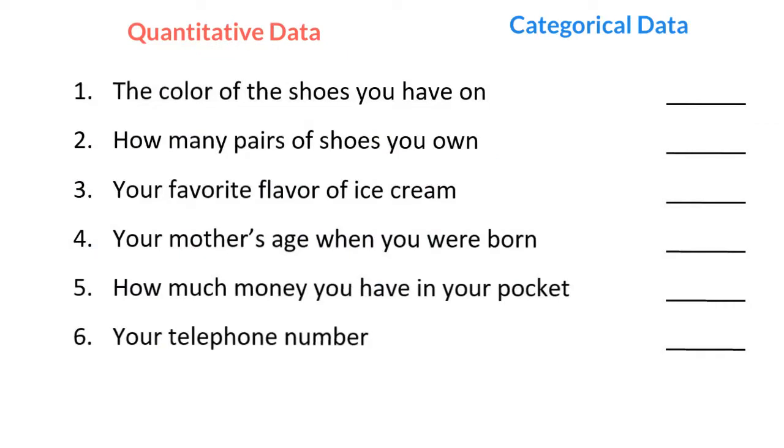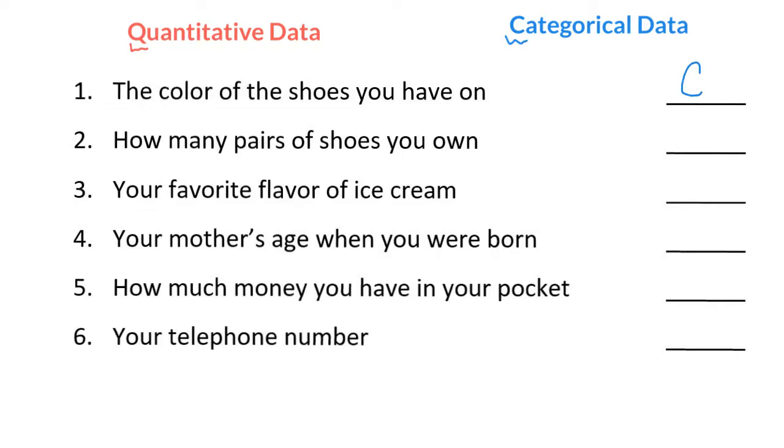Let's wrap up this video with some examples. We're going to identify whether the example given is talking about quantitative data with a Q, or if it's talking about categorical data with a C. The first one is talking about the color of shoes you have on. Well, is color a numerical answer? No, it's not. So our first one, we're going to put a C right there for categorical.